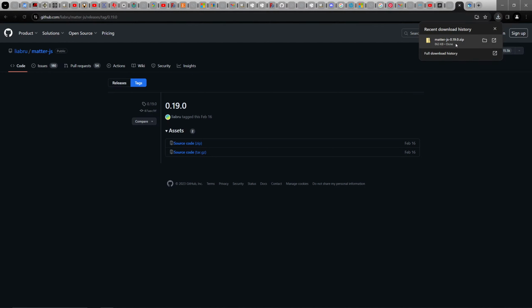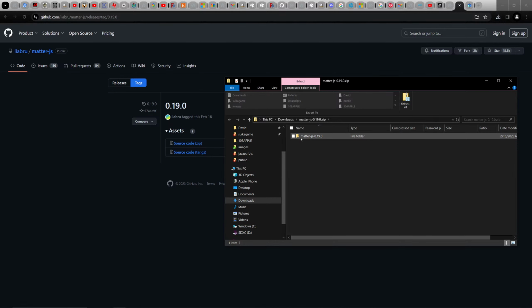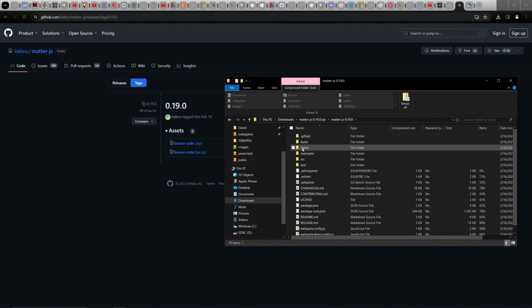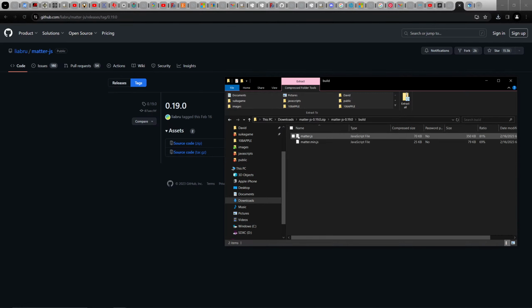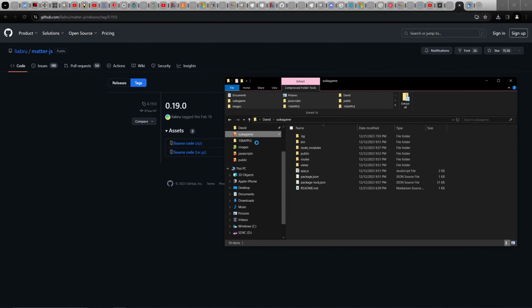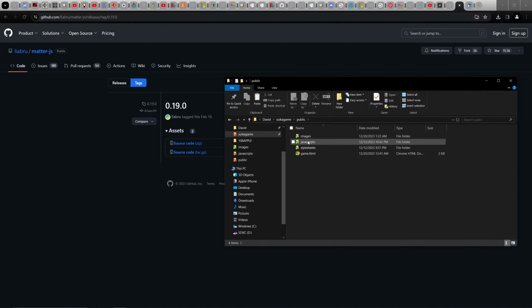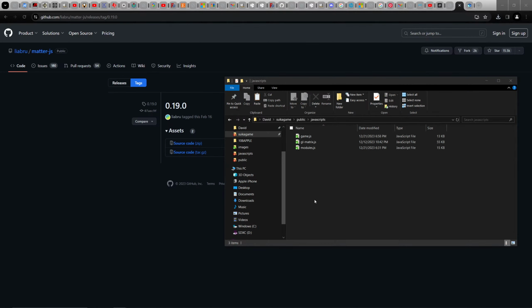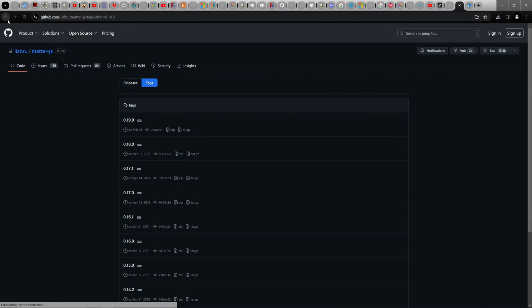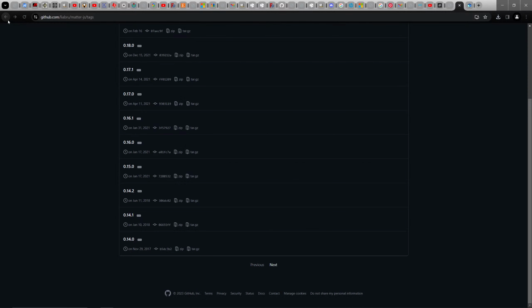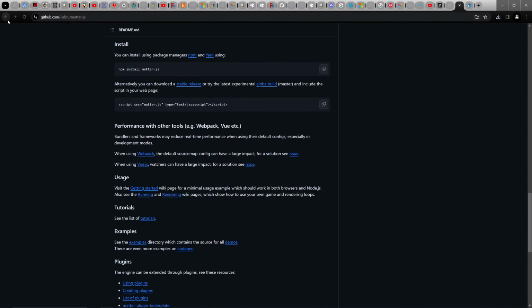Matter.js 0.19. Copy this over. Matter.js. Let's read the README. How do we use this library?